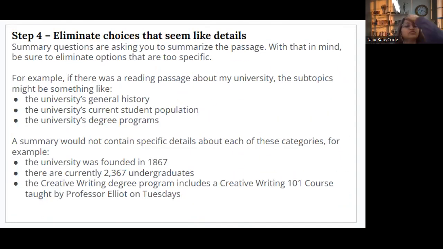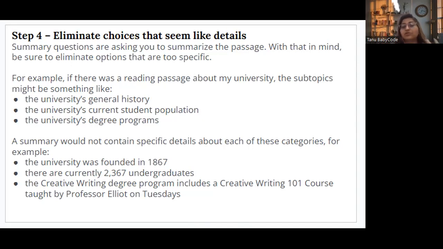Now what we are supposed to do is eliminate choices that seem like details. Summary questions are asking you to only summarize the passage, right? So be sure to eliminate options that are too specific.